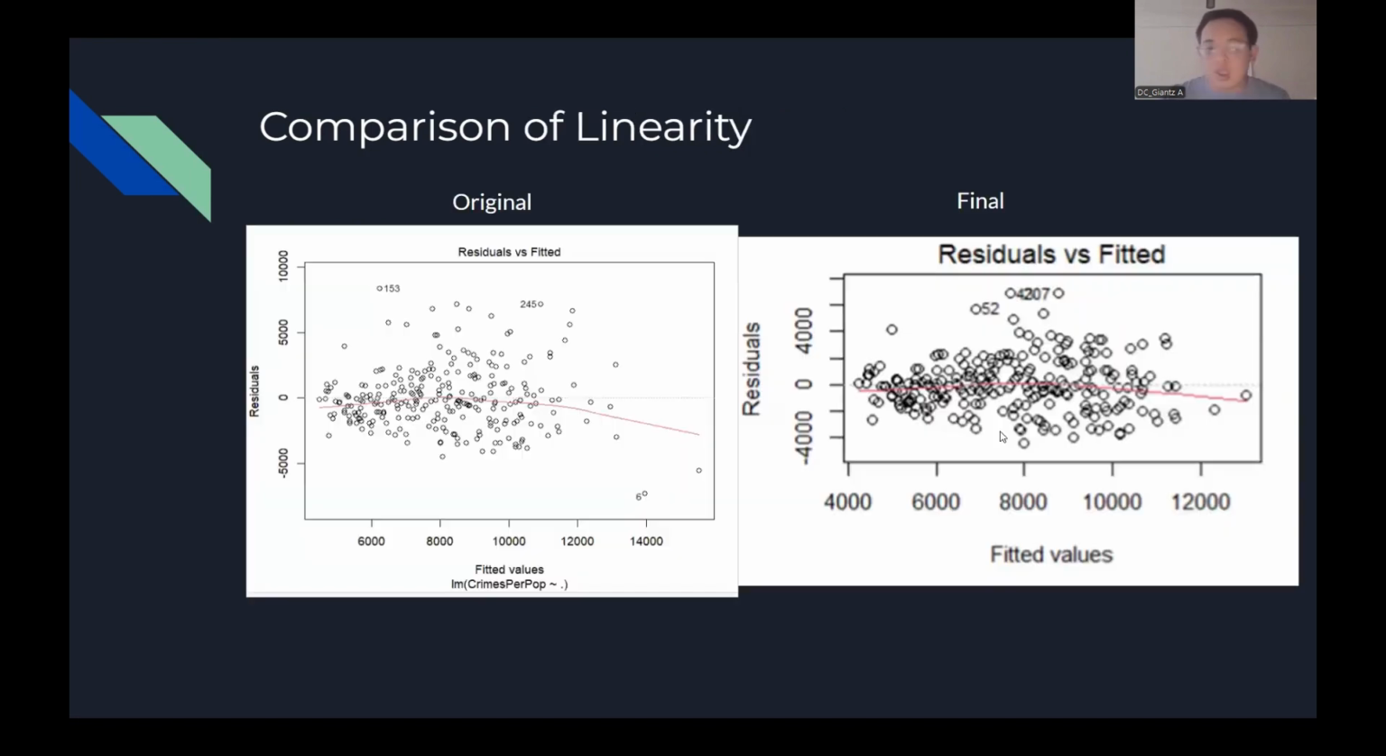For linearity, looking at the next slide, the original is on our left and the final model is on our right. You see that the final and original models look roughly the same in this case.